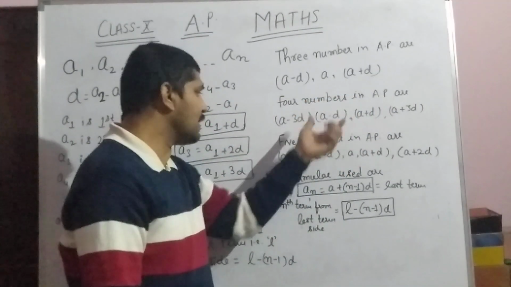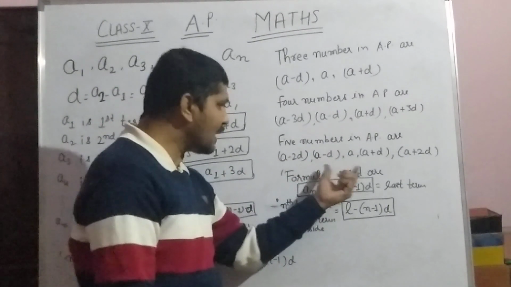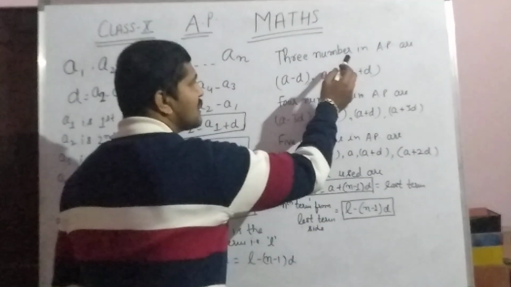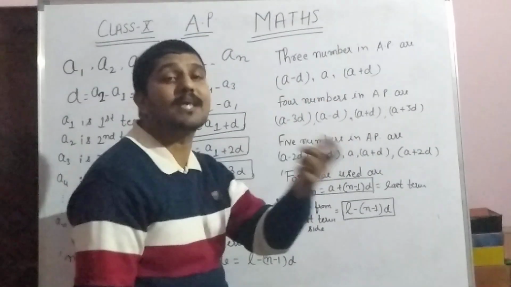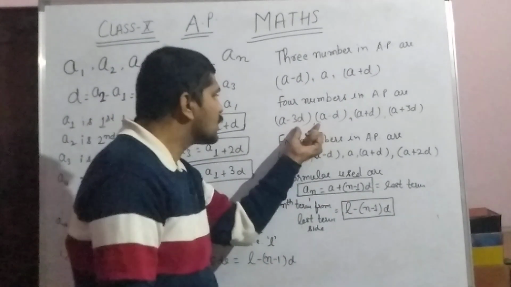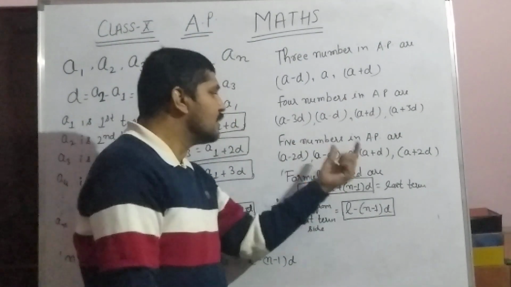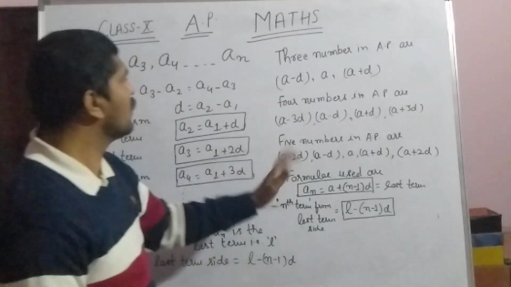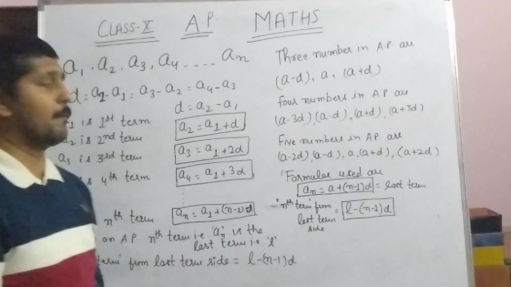These four numbers are in AP, and five numbers in AP are A minus 2D, A minus D, A, A plus D, A plus 2D. You will find that these numbers in AP are selected in such a way that the common difference between every two terms is the same. Like here it is D, here it is D. Here it is 2D, 2D, 2D. Here it is D, D, D, D. So remember these things. These are the default numbers in AP to be remembered for solving any numerical problem.